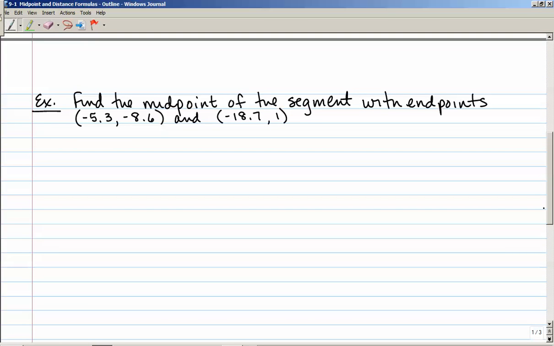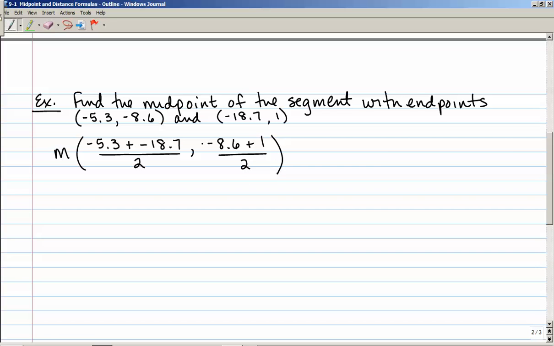Let's try an example. Find the midpoint of the segment that has endpoints negative 5.3, comma, negative 8.6, and negative 18.7, comma, 1. So the midpoint is going to be negative 5.3 plus negative 18.7, that's x1 plus x2 over 2, and that's the x-coordinate of my midpoint, comma, negative 8.6 plus 1 over 2, that's y1 plus y2 divided by 2, and that's the y-coordinate of my midpoint. At this point you can use your calculator, add those two, divide by 2, and you'll get negative 12, comma, negative 3.8.